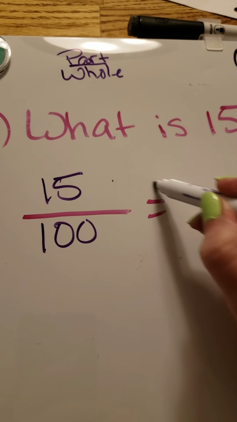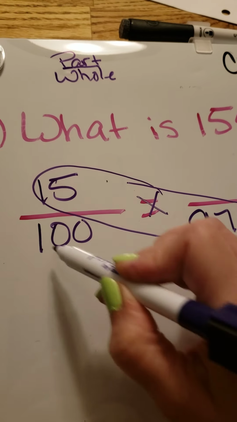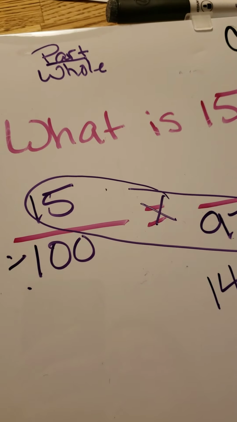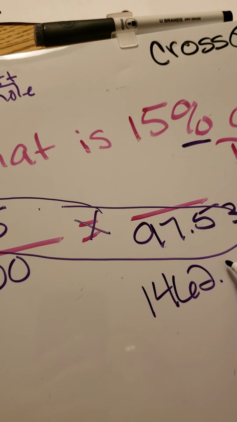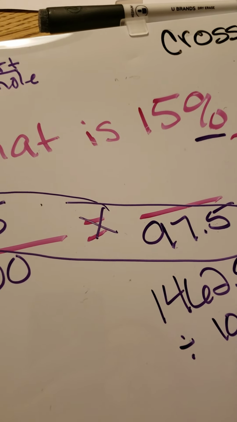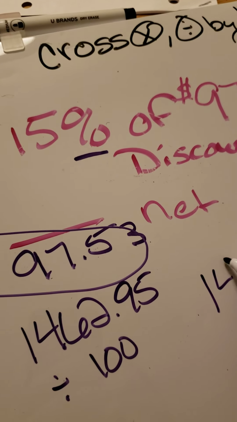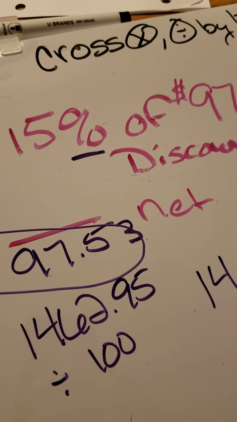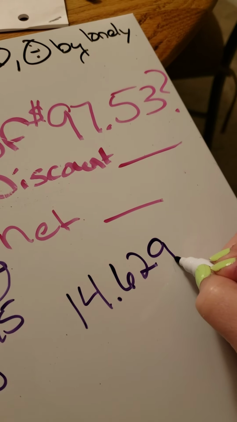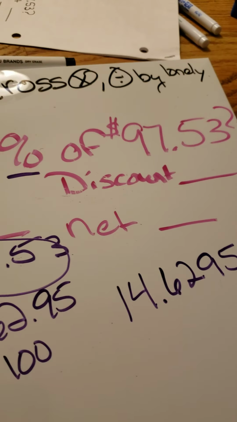Okay, so we're going to cross multiply and divide. All right, and then I get that divided by 100. Okay, gives me 14.6295. Okay, now here's where this gets a little tricky.